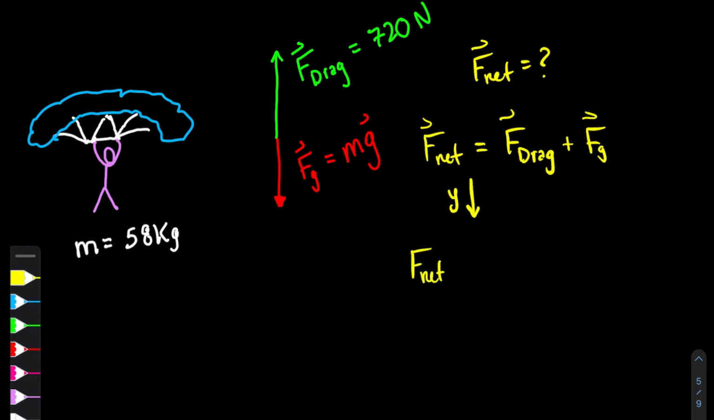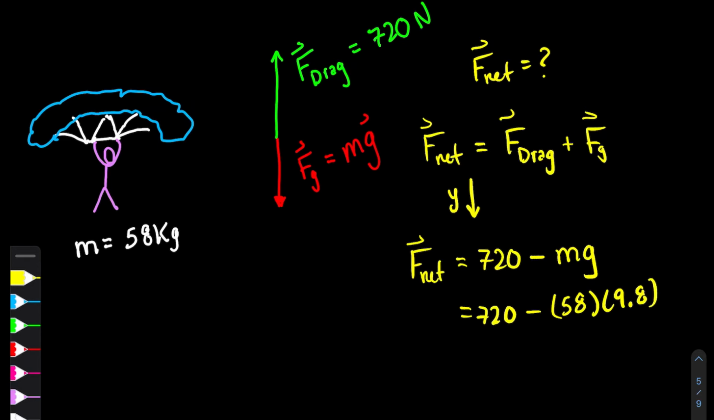So the net force, we don't know the direction, so I'm leaving it as a vector. The drag force is 720 because it points up, I took it as positive. And the force of gravity, it points down, so we put negative mg. Substituting in our values, 720 minus 58 times 9.8. Calculating this, we get approximately that the net force equals 151.6 newtons upwards.